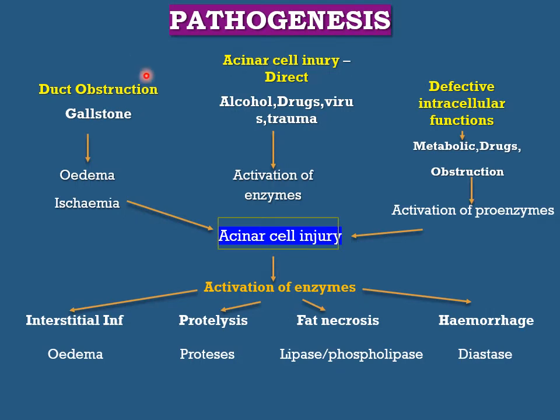Okay, this slide is a simplified version of the pathogenesis of acute pancreatitis. The ultimate cause is acinar cell injury and the release of activated enzymes, which cause all the problems: hemorrhage, fat necrosis, proteolysis, and interstitial edema.